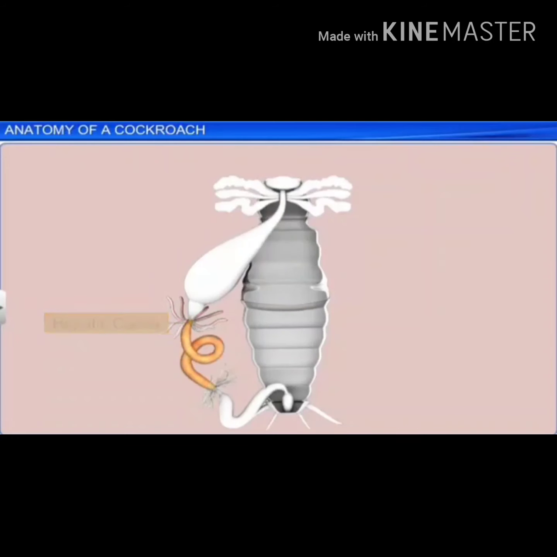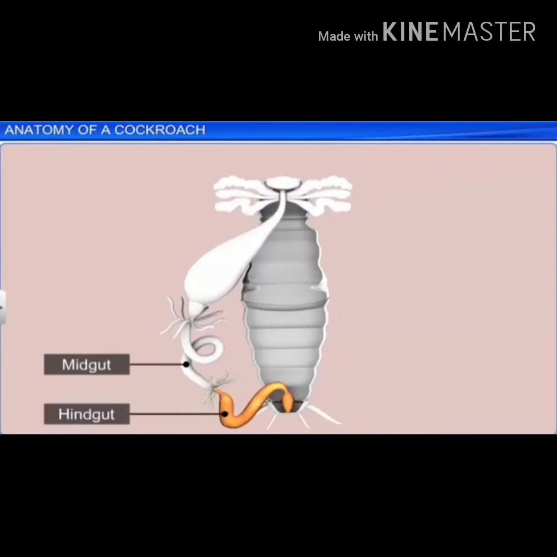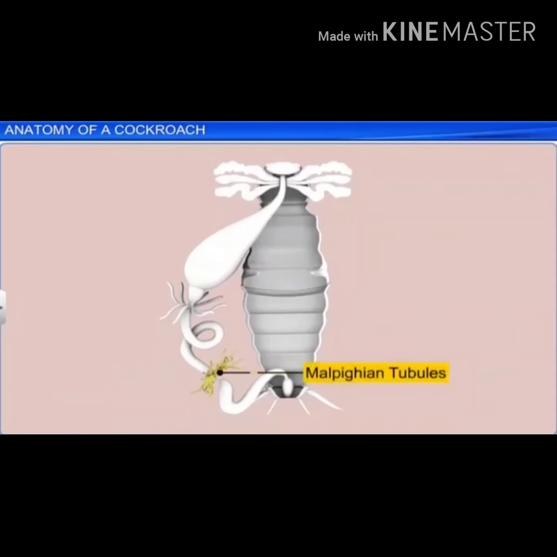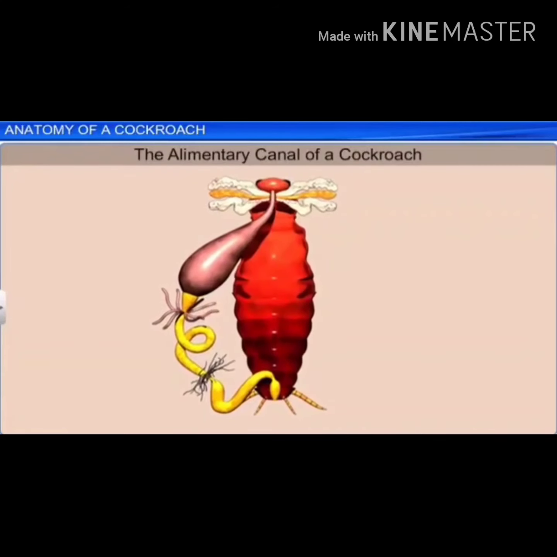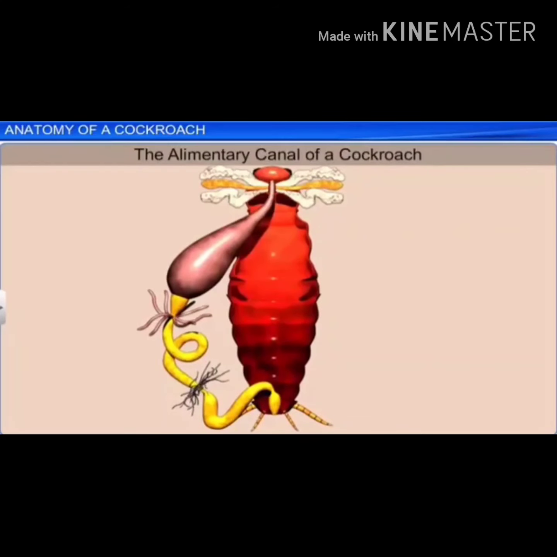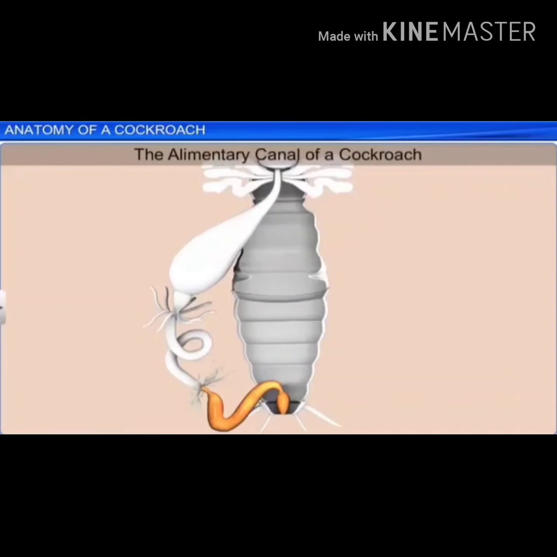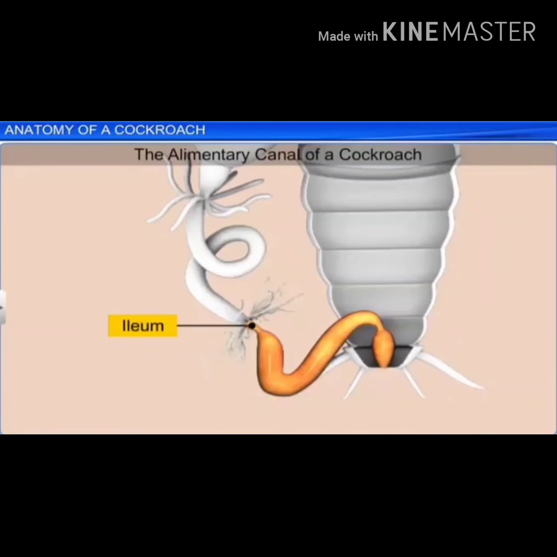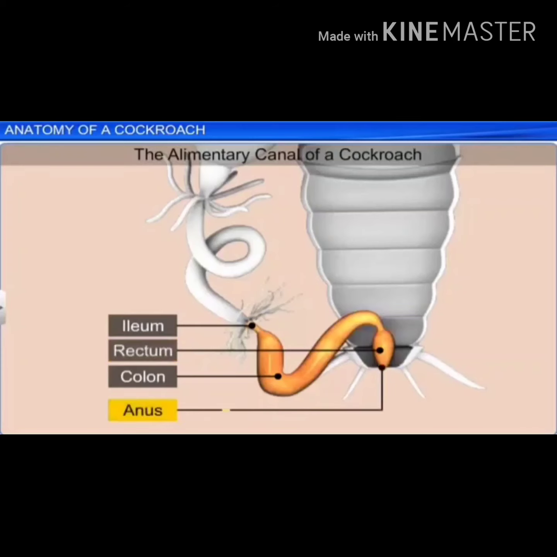Similarly, at the junction of the midgut and hindgut is a ring of numerous filamentous yellow-colored Malpighian tubules which function as excretory organs. The midgut is followed by the hindgut, which is broader and is divided into ileum, colon, and rectum. The rectum opens to the exterior through a small aperture called the anus.